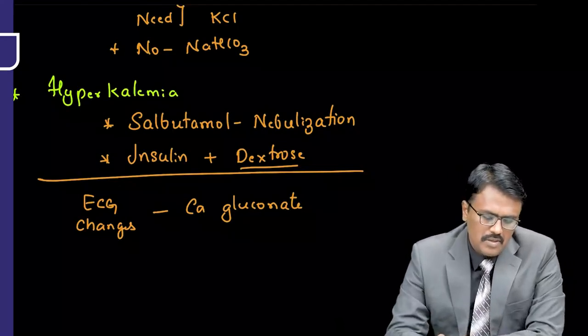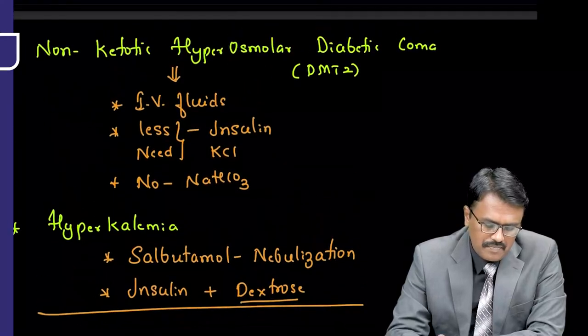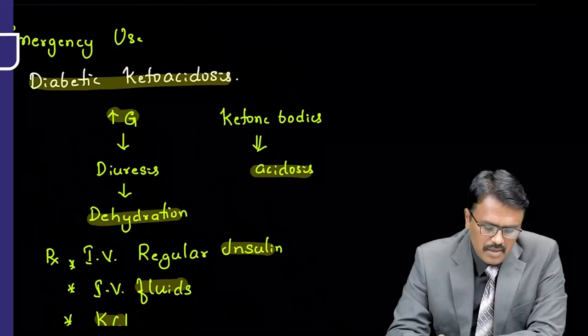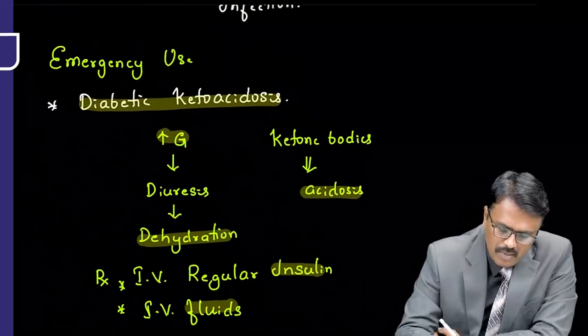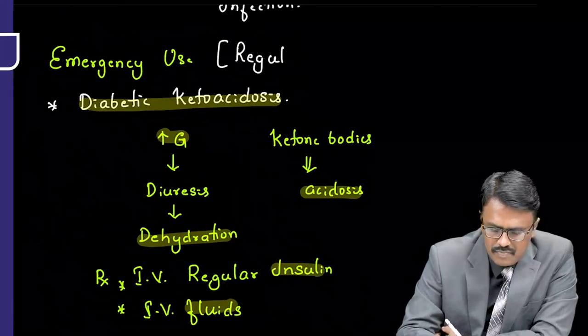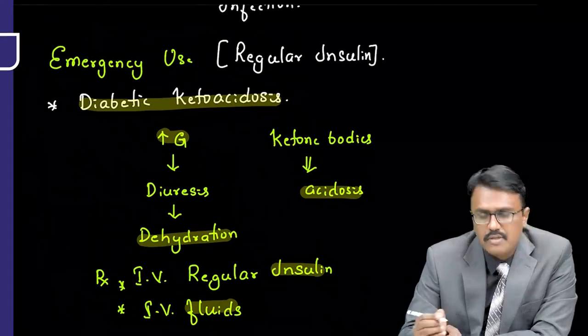So what are the three emergency uses of insulin? Hyperkalemia, then non-ketotic hyperosmolar diabetic coma, and one more is diabetic ketoacidosis. So remember, for emergency use, what we use is regular insulin, because that is the only insulin that is given intravenously, right?